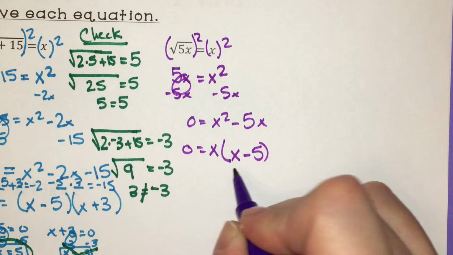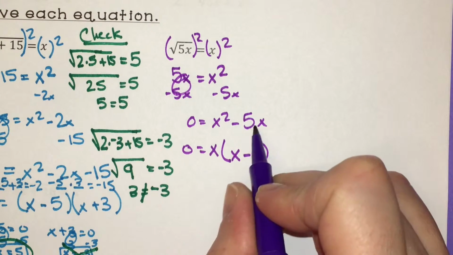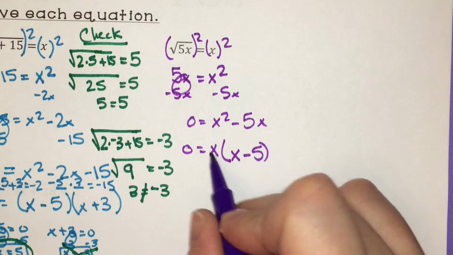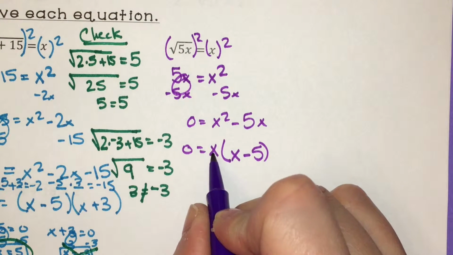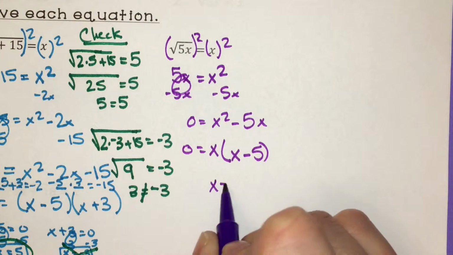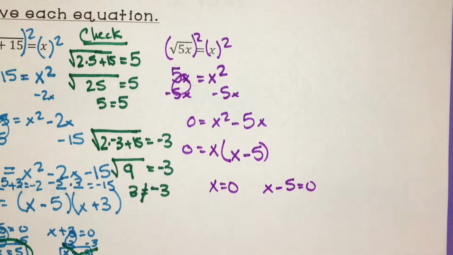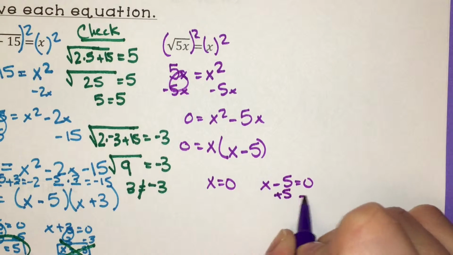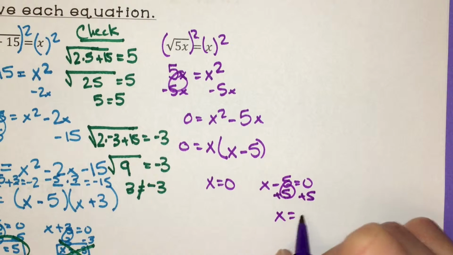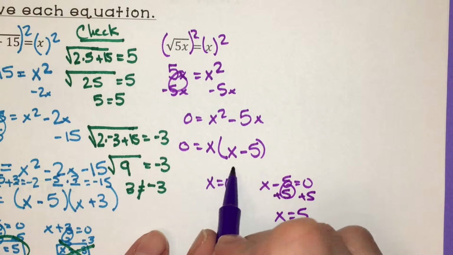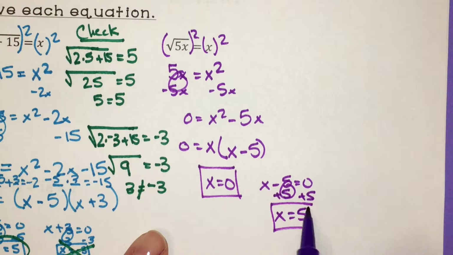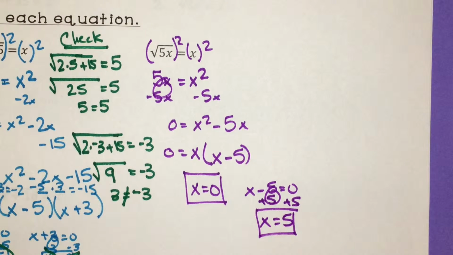Okay, so I have x times x minus 5 because I knew that there was an x in each, so I could factor that x out. So I'm going to have x equals 0 and x minus 5 is equal to 0. So here I'm going to add 5 to both sides. x equals 5. So here are my two answers, x equals 0 and x equals 5. I have to go back and double check, make sure that they both work.